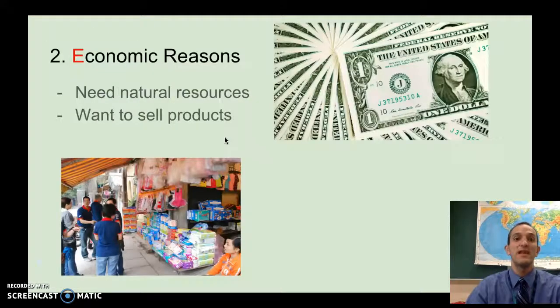The E is economic reasons. Remember, these Western European countries have gone through the Industrial Revolution. They have a lot of products to sell, but the people in their country can only buy so much.